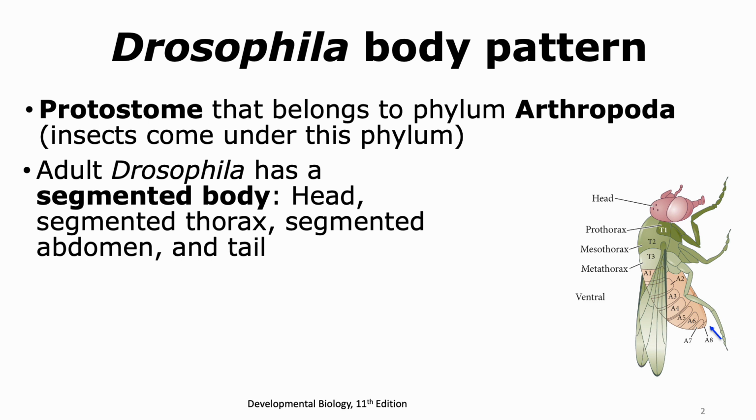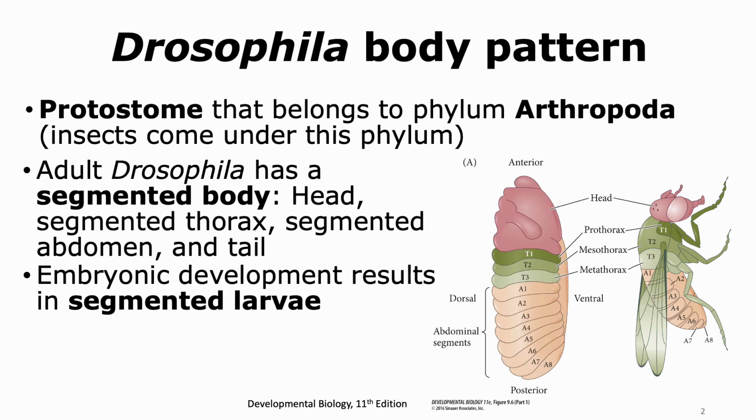This segmentation of the body that is observed in the adult is also observed during embryonic development, and thus embryonic development results in segmented larvae. The process of segmentation begins during gastrulation.